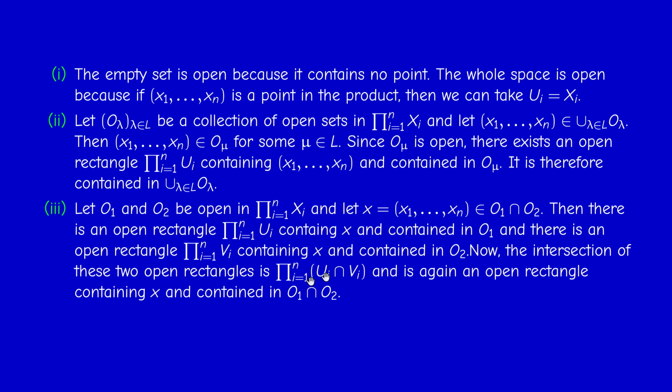And the intersection is contained in the intersection of these two rectangles, contained in the intersection of O1 and O2. So this is really straightforward. And this is actually a little bit simpler than the proof that the intersection of two open sets in a metric space is open, because the intersection of two balls generally is not a ball. But the intersection of two open rectangles is again an open rectangle. Okay? Because if Ui is open and Vi is open, their intersection is open in the space capital Xi. Okay, so this is really straightforward.